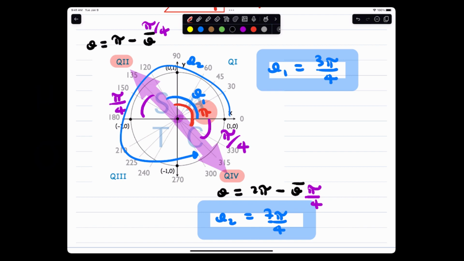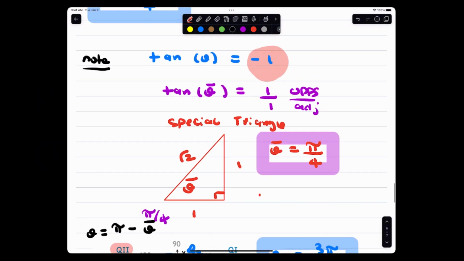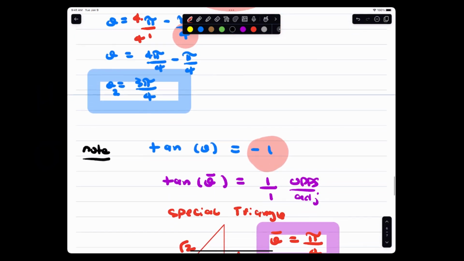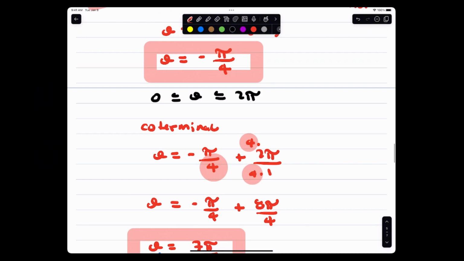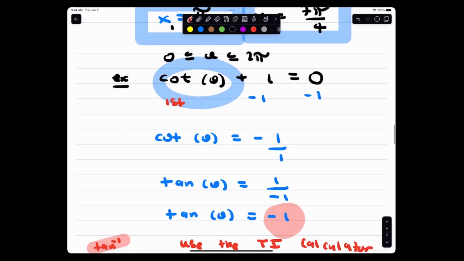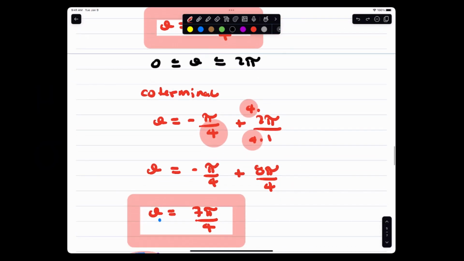Yes. What's that? Reciprocals. Cotangent became tangent because what identity was that? Aren't these reciprocals? Yep. These are reciprocals. You guys remember that?